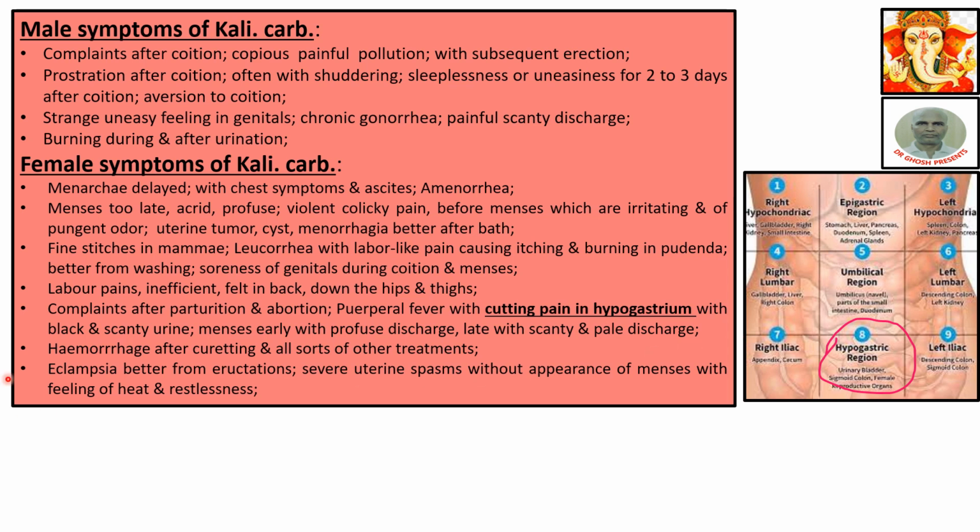Hemorrhage after cutting pain in hypogastrium with black scanty urine, menses early with profuse discharge, late with scanty pale discharge. When menses early, discharge profuse. When menses late, discharge pale and scanty. Hemorrhage after curetting and all sorts of other treatments, that is other treatments of uterus. Eclampsia better from eructations. Severe uterine spasm without appearance of menses with feeling of heat and restlessness.